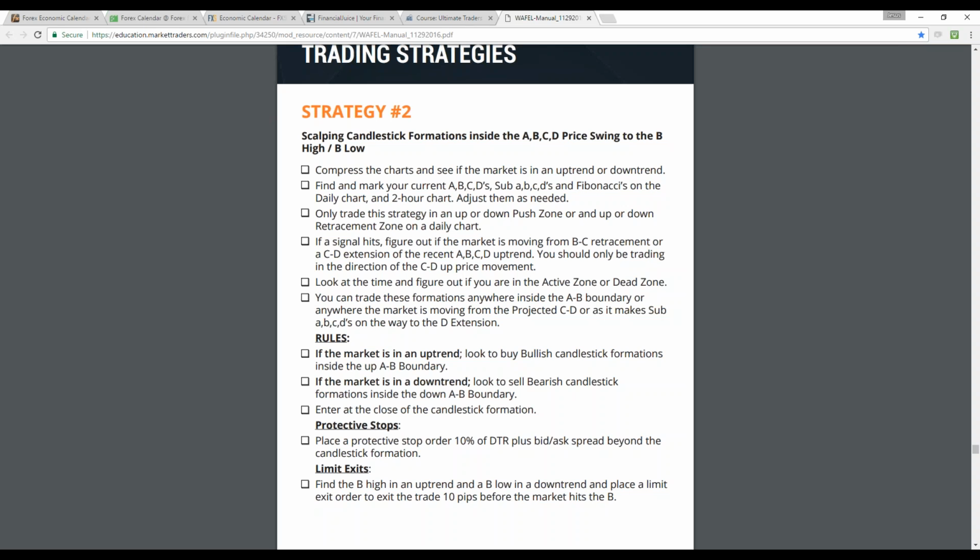Once you're in, we need to look to place our stops. And we're going to use the same method that we talked about during strategy number 1. And that is, if buying, 10% of the DTR below the candlestick formation low. And if I'm selling, 10% of the DTR plus the bid and ask spread above the candlestick formation high.